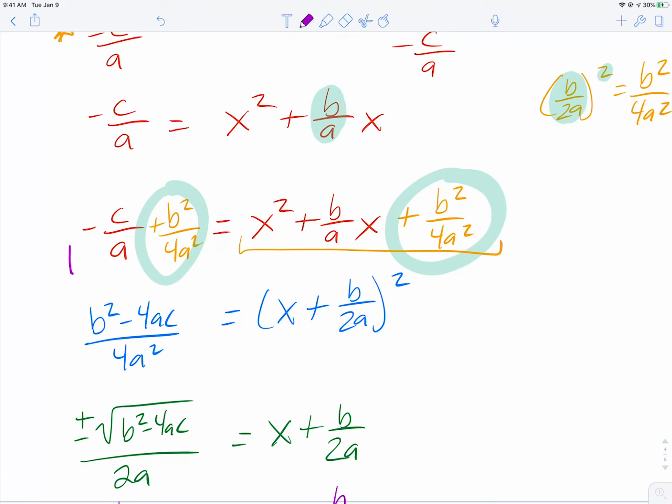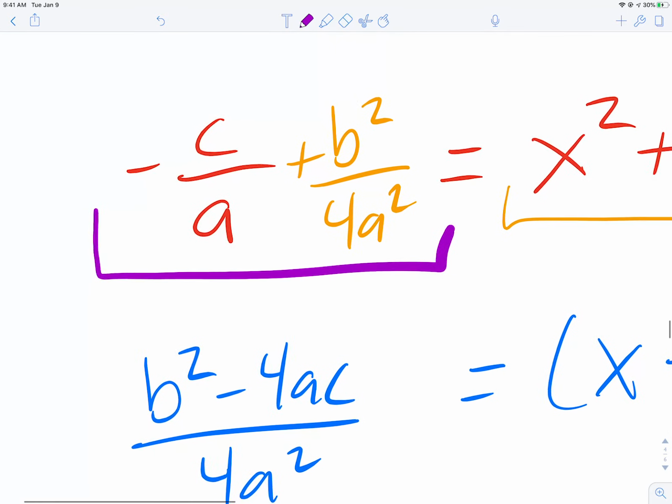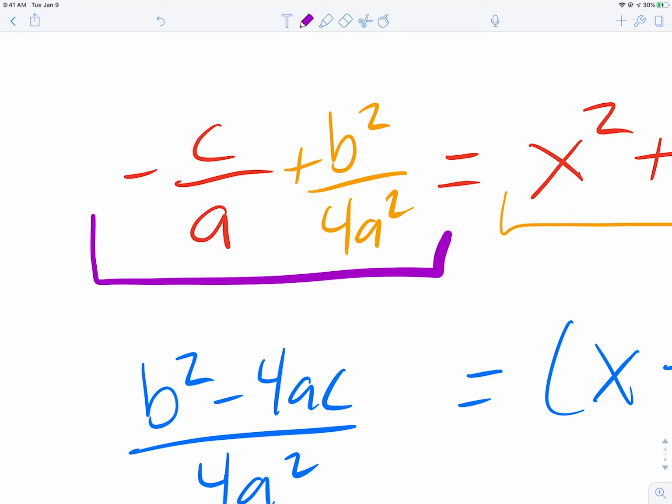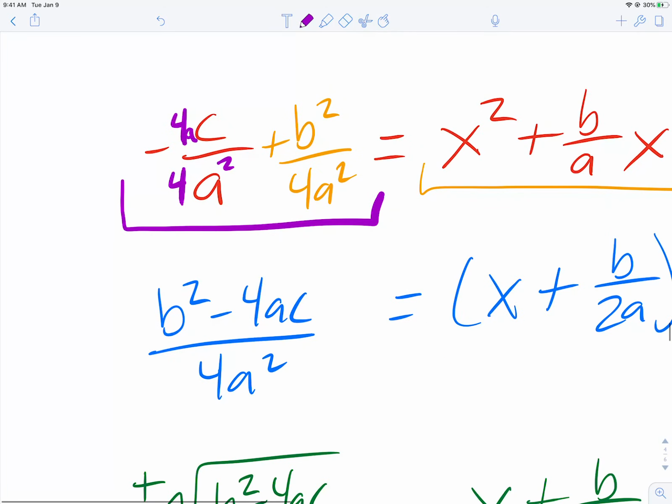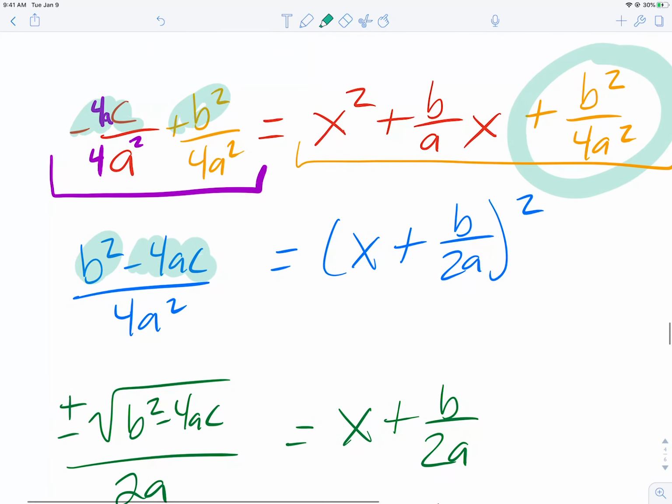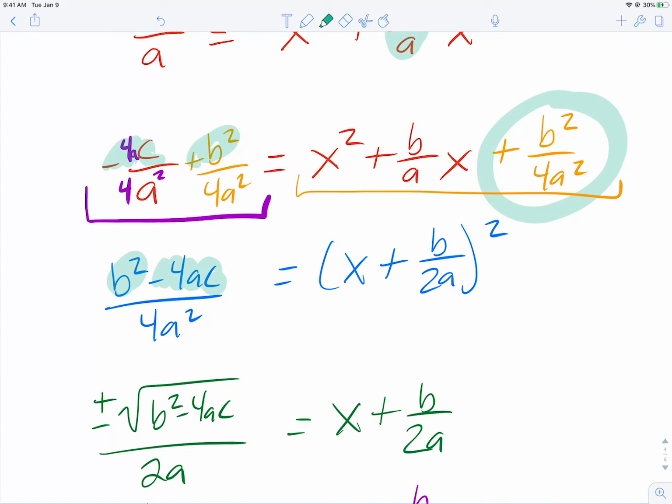And on this side over here, it's a fraction. We need common denominators. So the denominators right now are an a and a 4a squared. If I multiplied this one by 4 in the numerator and denominator, I'm almost there. I just need one more a, so I'm going to put an a here and here, so I'm going to square it. And that's where the b squared minus 4ac comes from, and my common denominator is 4a squared. And it is x plus b over 2a squared.